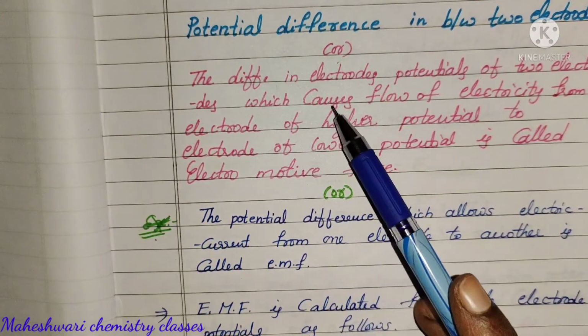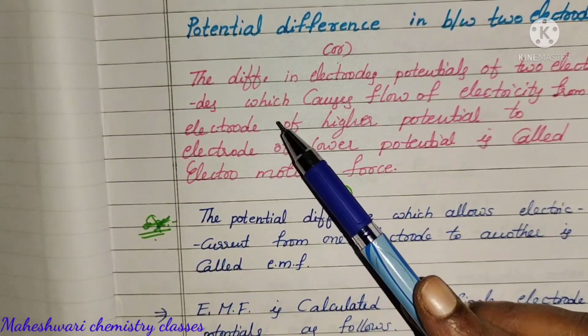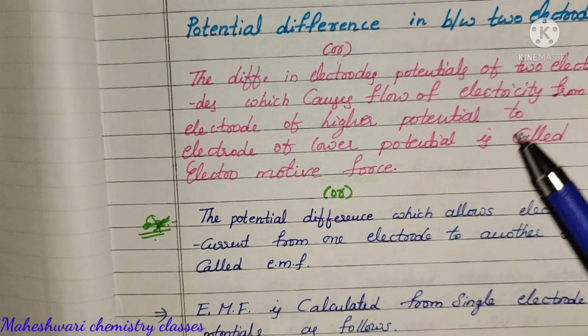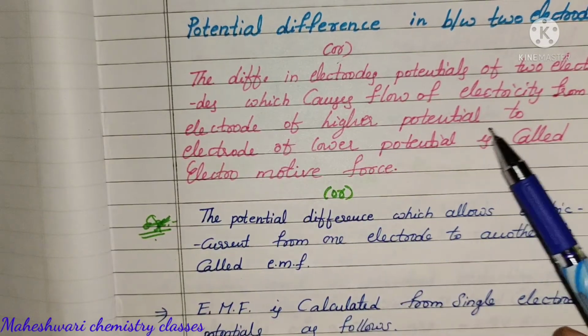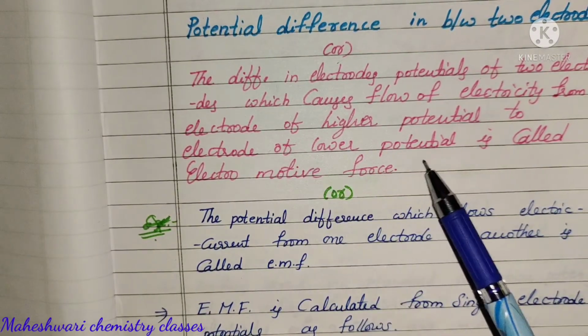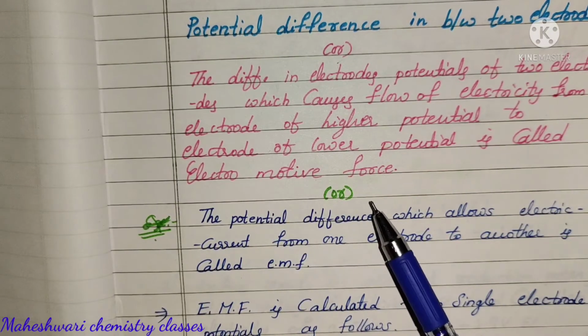The difference in electrode potential of two electrodes which causes flow of electricity from the electrode of higher potential to the electrode of lower potential is called electromotive force.